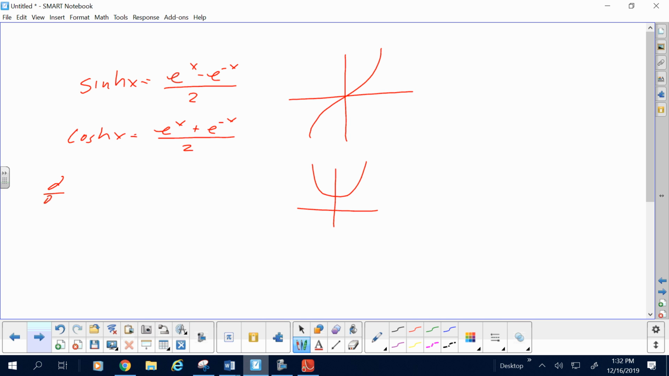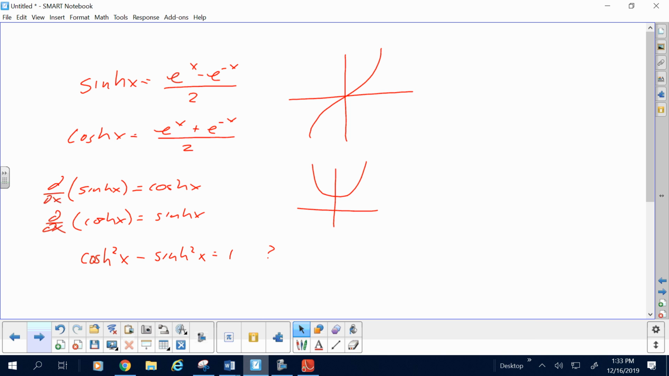The derivative of each is itself. If you know these, you pretty much are home free. The derivative of sinh is cosh, and the derivative of cosh is sinh, no negative. And the identity, pretty sure it's subtraction. I'm 80% sure that's right. Okay, let me know if you have other questions.